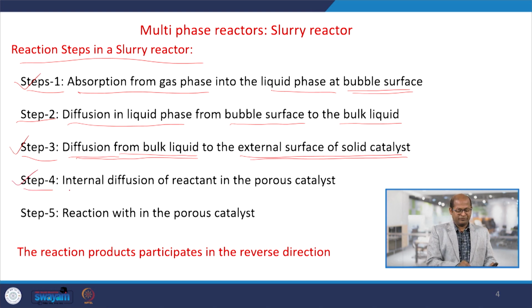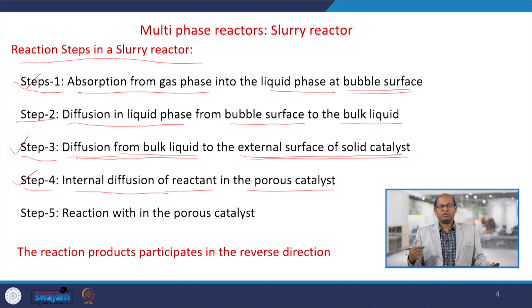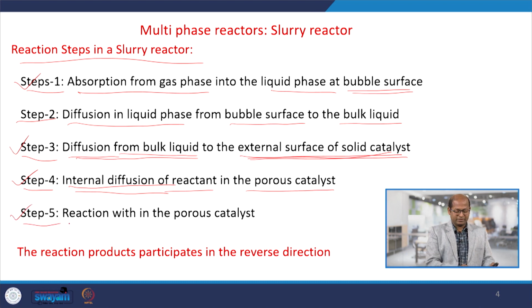Then step 4 is the internal diffusion of the reactants in the porous catalyst. When the reactant molecules come to the external surface of the catalyst, they diffuse into the different pores inside the catalyst. Since the catalyst is a porous component, active sites are present inside the pores and on the surfaces of the catalyst. So the reactants diffuse from the external surface to the internal surface of the catalyst. Then step 5 is the reaction.